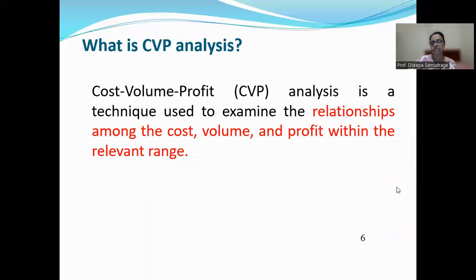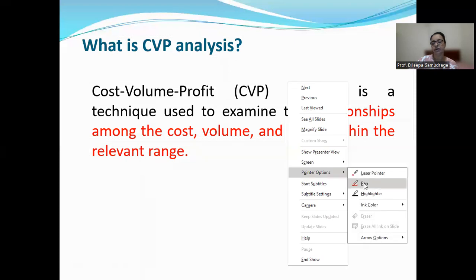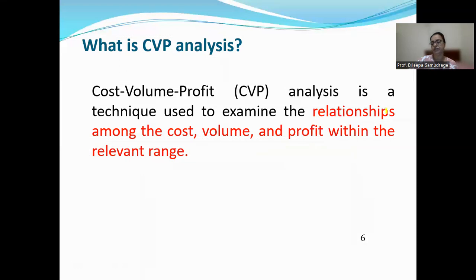So first look at what is CVP analysis. Cost volume profit analysis is a technique used to examine the relationship among the cost, volume and profit within the relevant range, right? Here these statements are very important. First one is relationship. In CVP analysis, you are going to study the relationship among cost, volume, and profit. Also, this is very important, within the relevant range.